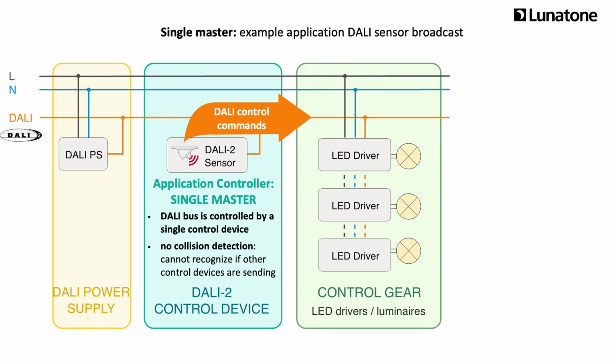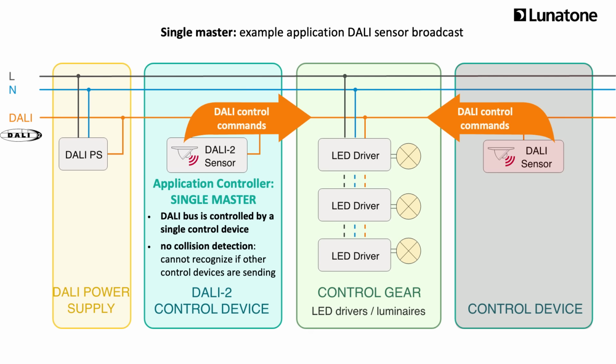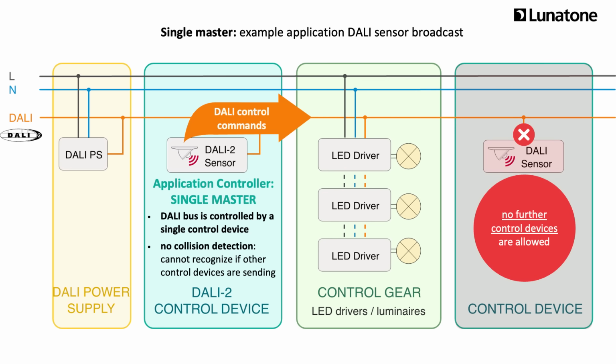So if a single master and another control device are placed on the same DALI line and send commands at the same time, the commands will collide and will not be legible for the system. Therefore, it is not possible to add further control devices in a system with a single master application controller. Also, DALI-2 input devices that communicate in instance mode and send automatic event messages cannot be used on the same DALI line. We will talk about the instance mode later on in detail.